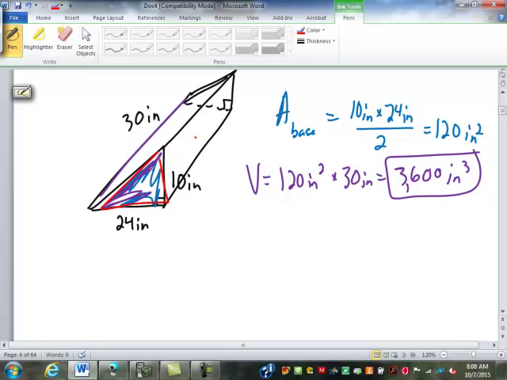Or the other way to think about it is, in order to make this object, I took that triangle and I had to pull it through space. And what it traced out through space is the object.